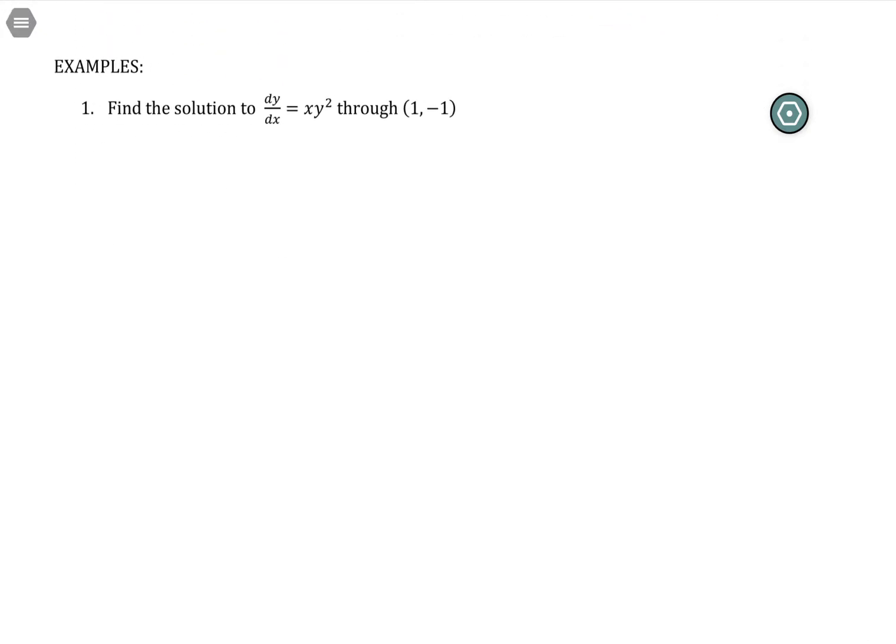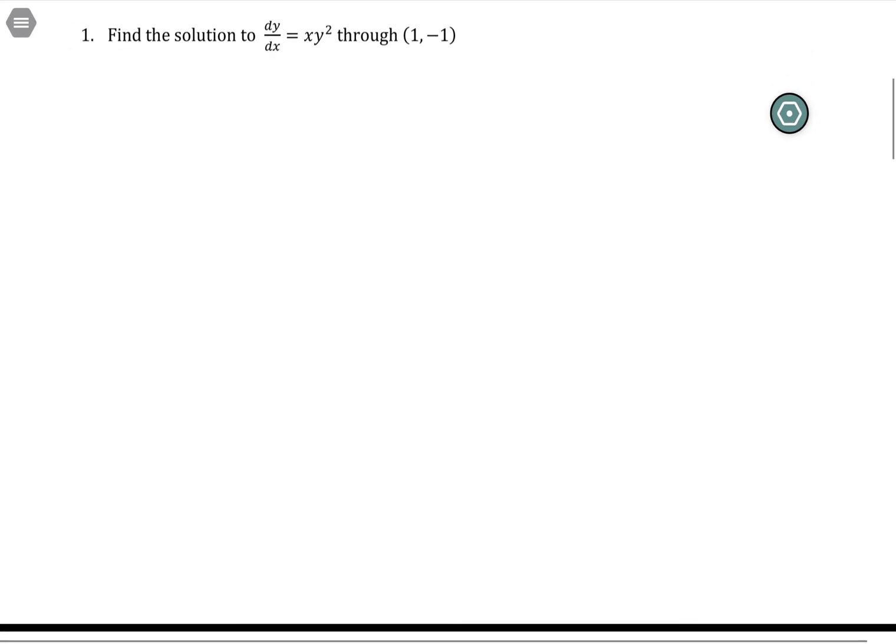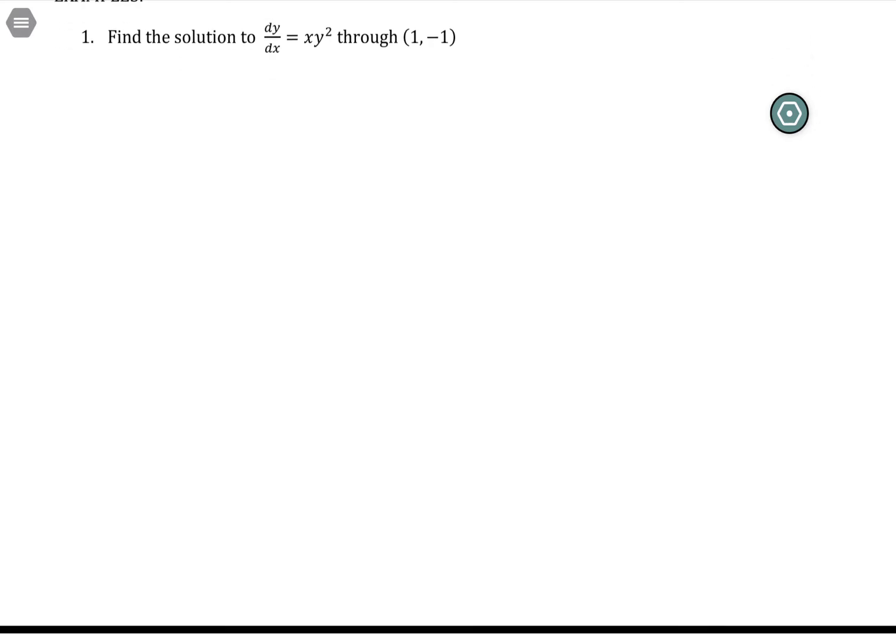This one's actually from your slope field homework, so I recommend going back and looking at your slope field after you've watched this one and just looking at solution curves. I don't have an electronic copy of that, or I would paste it in here. So dy dx equals x y squared.